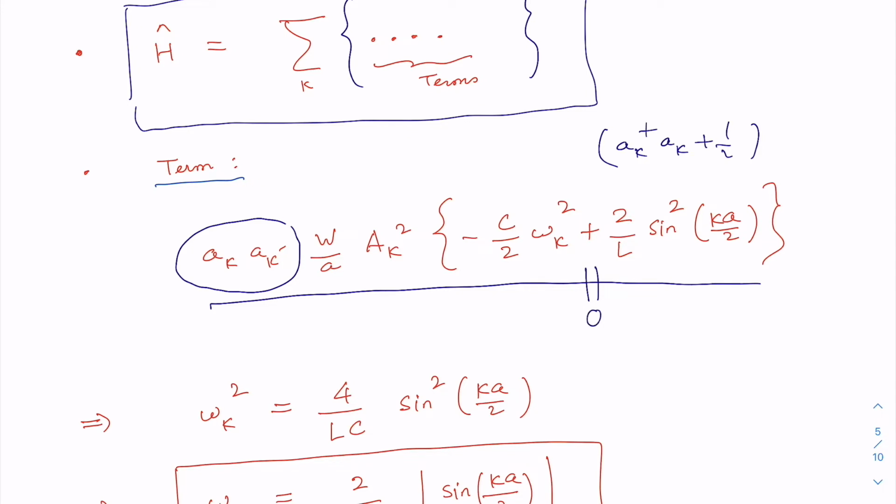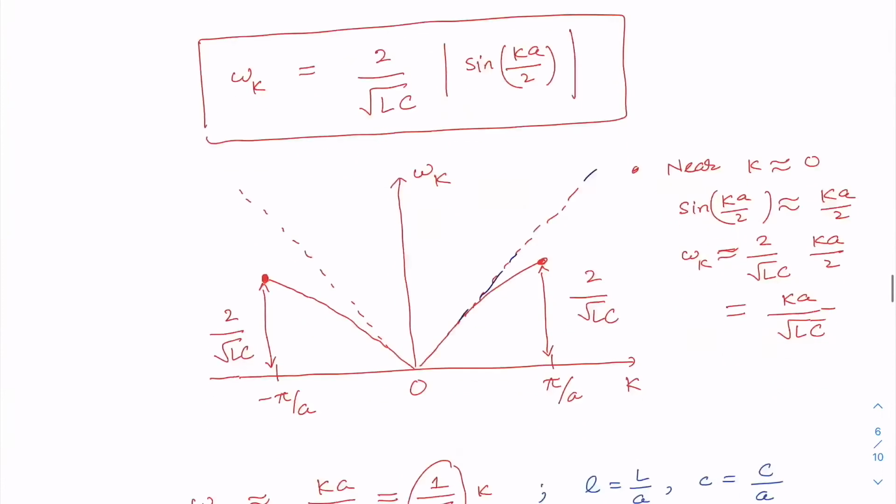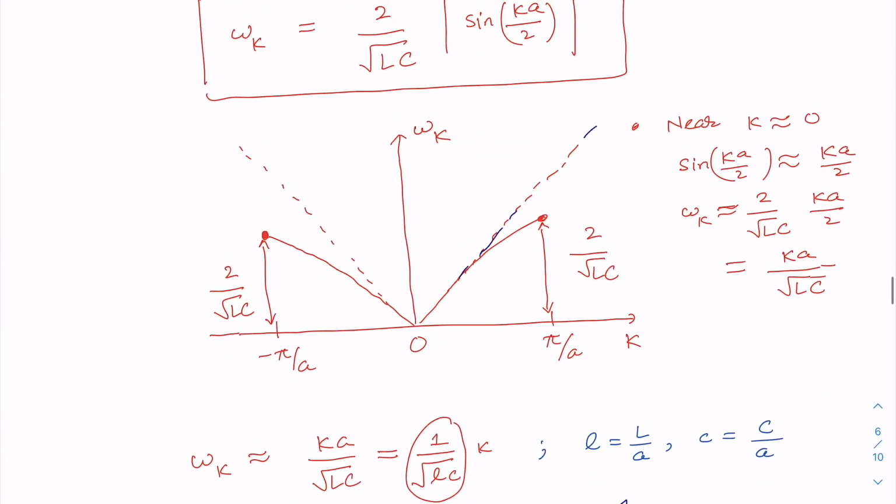And that can be done if we take omega k like this, and omega k is basically the frequency of the kth mode, and this is the dispersion relation for a plane wave propagating on the transmission line. And then we discussed this dispersion relation, and we found that when k is near 0, then this dispersion plot or curve is nearly linear.